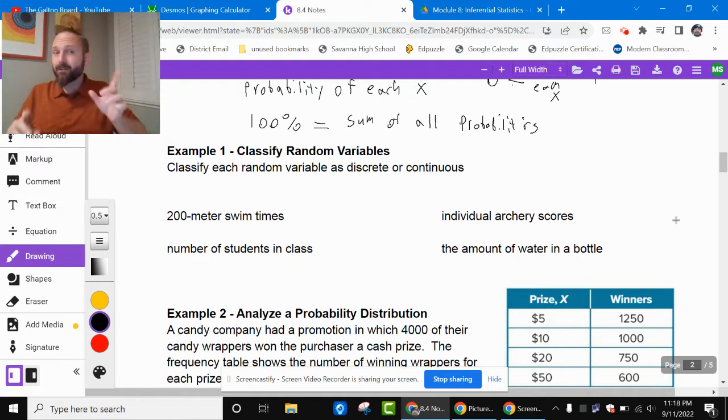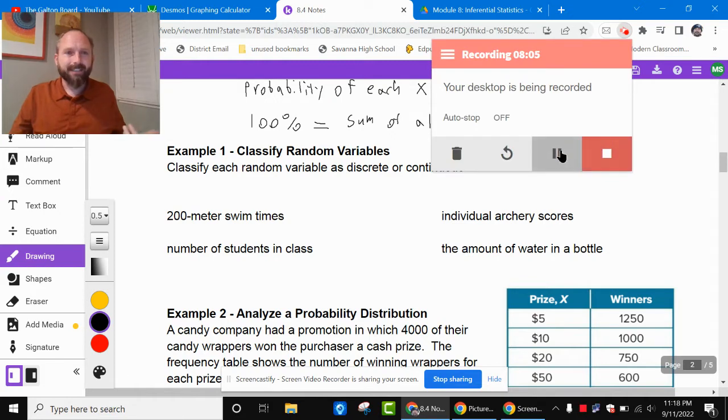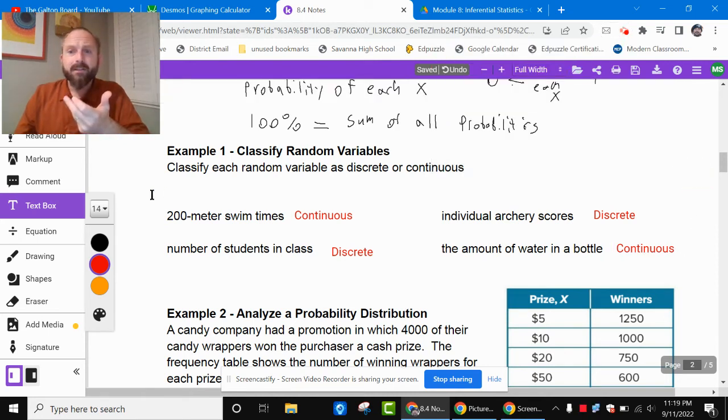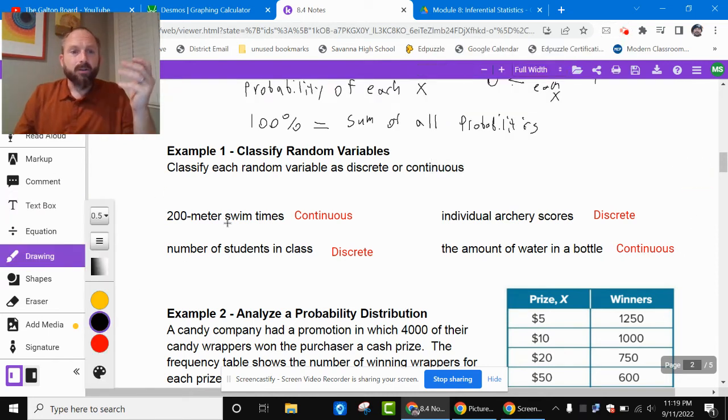I'm going to pause the video. I want you to try to get this answer before I plug it in. It's a quick little check, to see if you actually understand it. Here we go in 3, 2, 1. All right, so here's the reasoning behind this. Continuous for the swim times, because you could have like 4.236666. So data is in between.